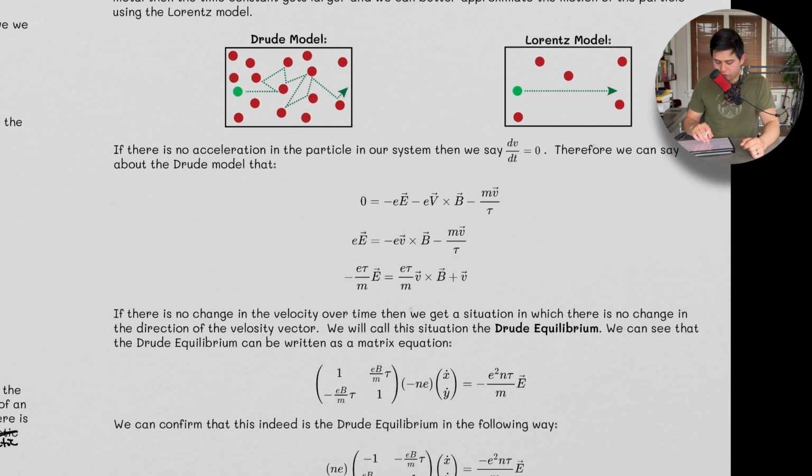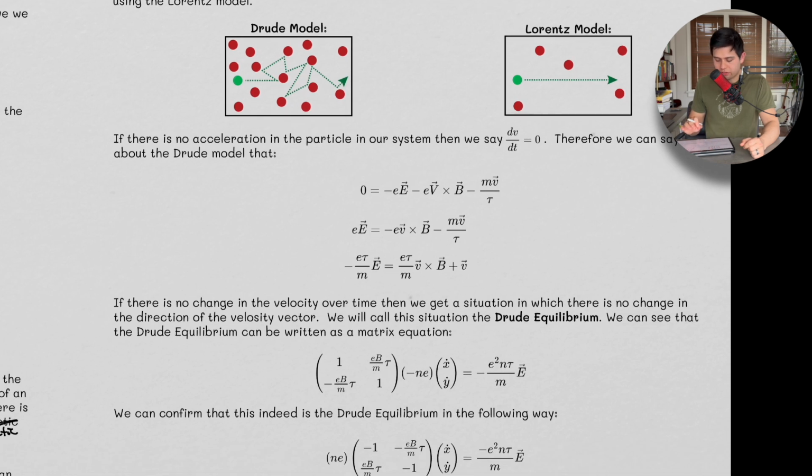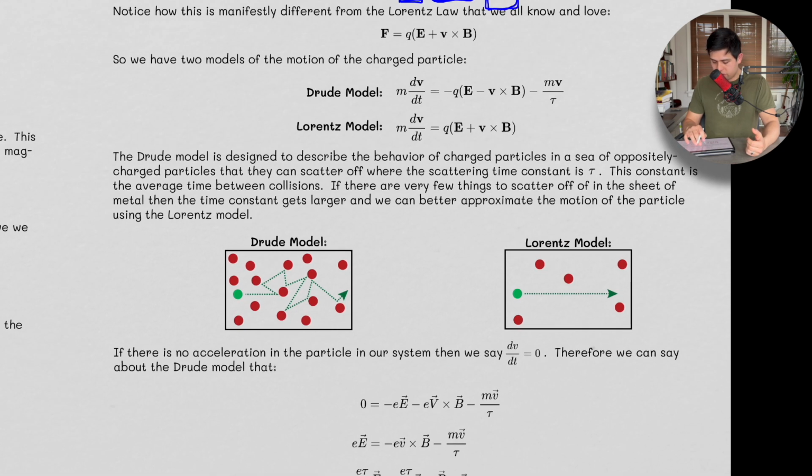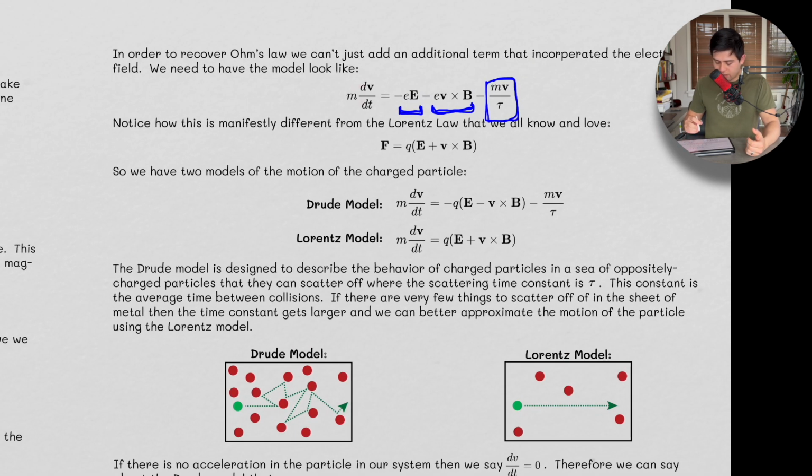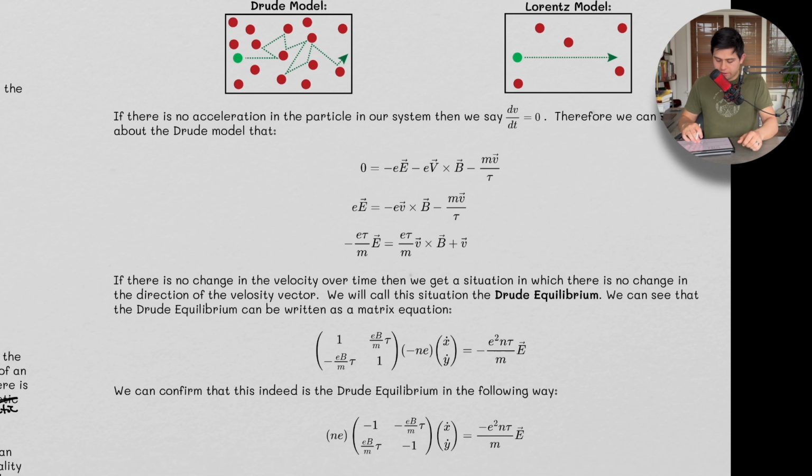So if there's no acceleration of the particle in our system, then we could say this thing right here is the acceleration. Again, that is the derivative of the velocity, the time derivative of the velocity. Therefore, we could say this about the Drude model, this right here, right? Because that's just saying that this side is set to 0. All right.